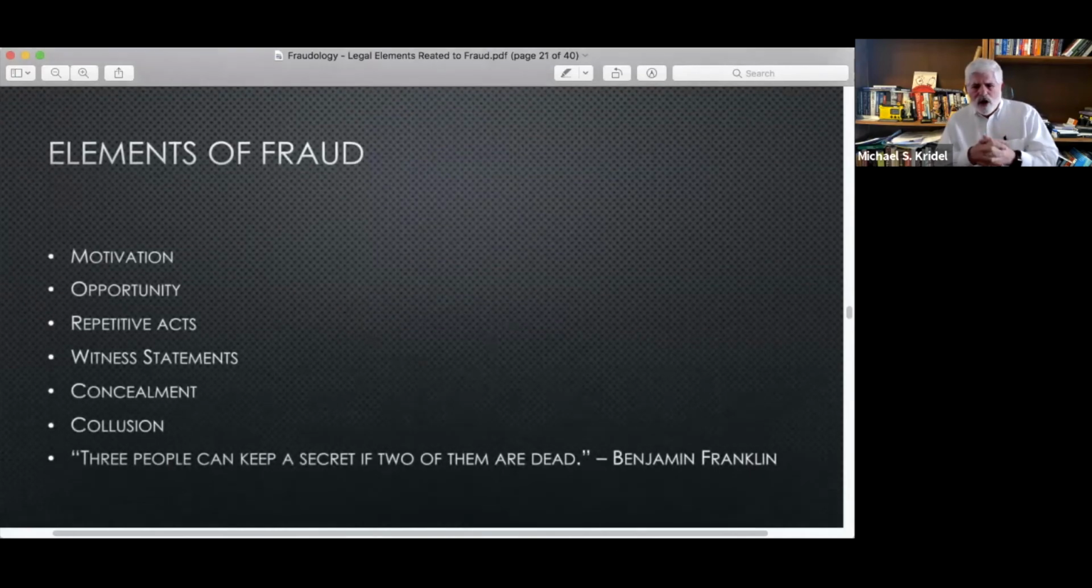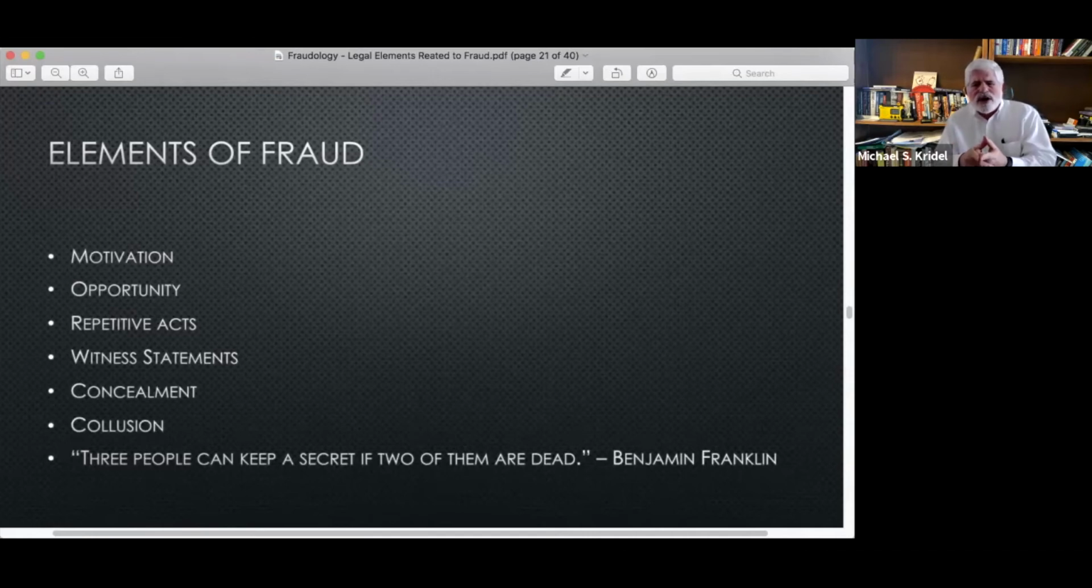The elements of fraud are consistent in all types of fraud. Financial statement fraud, property fraud, misrepresentation, you name it, it's all there. And you'll recognize that there are elements of the fraud triangle in here. You've got motivation and opportunity, two corners of the fraud triangle. It contains repetitive acts. That would include rationalization from the fraud triangle.